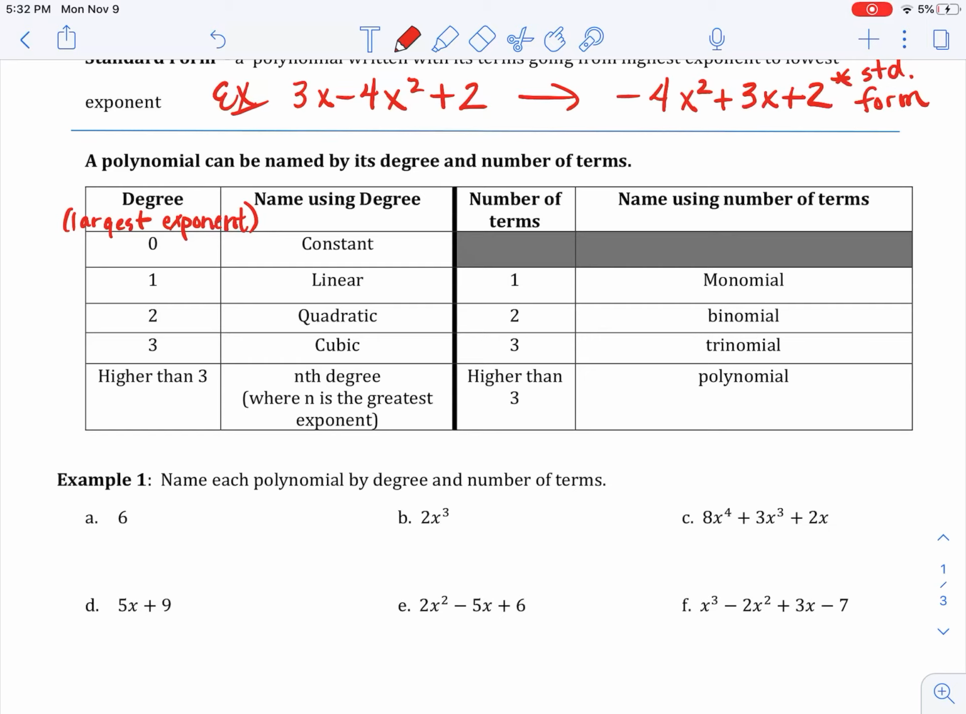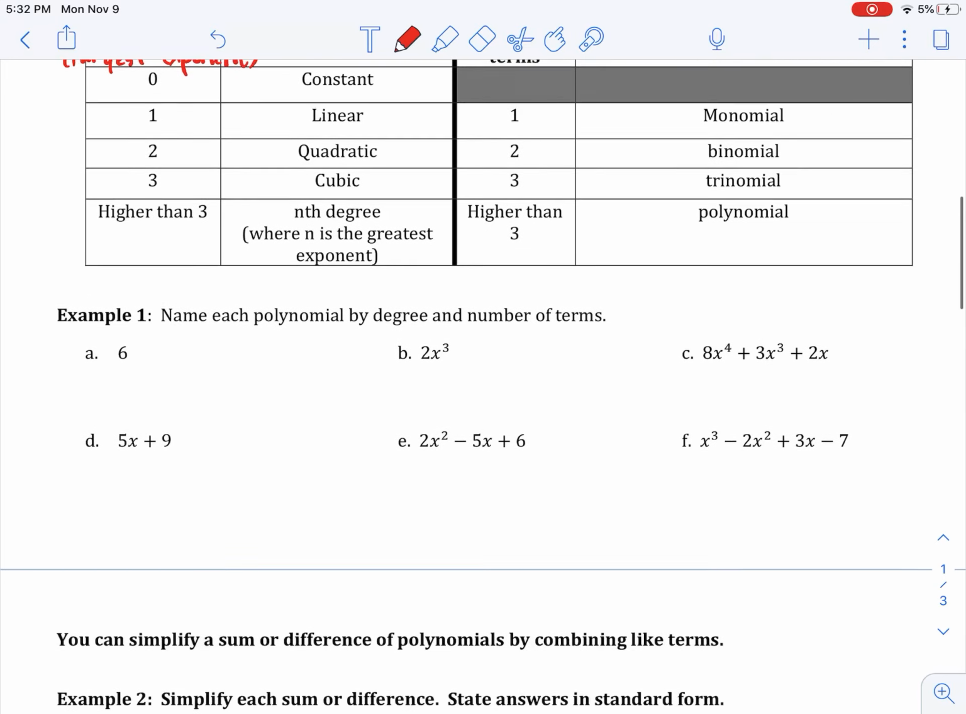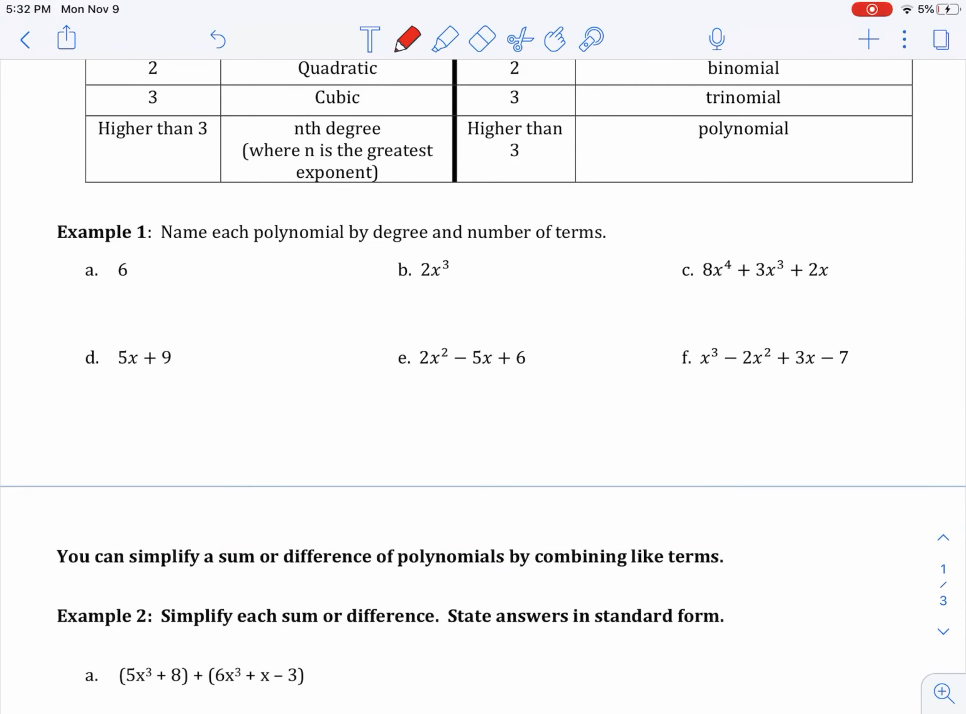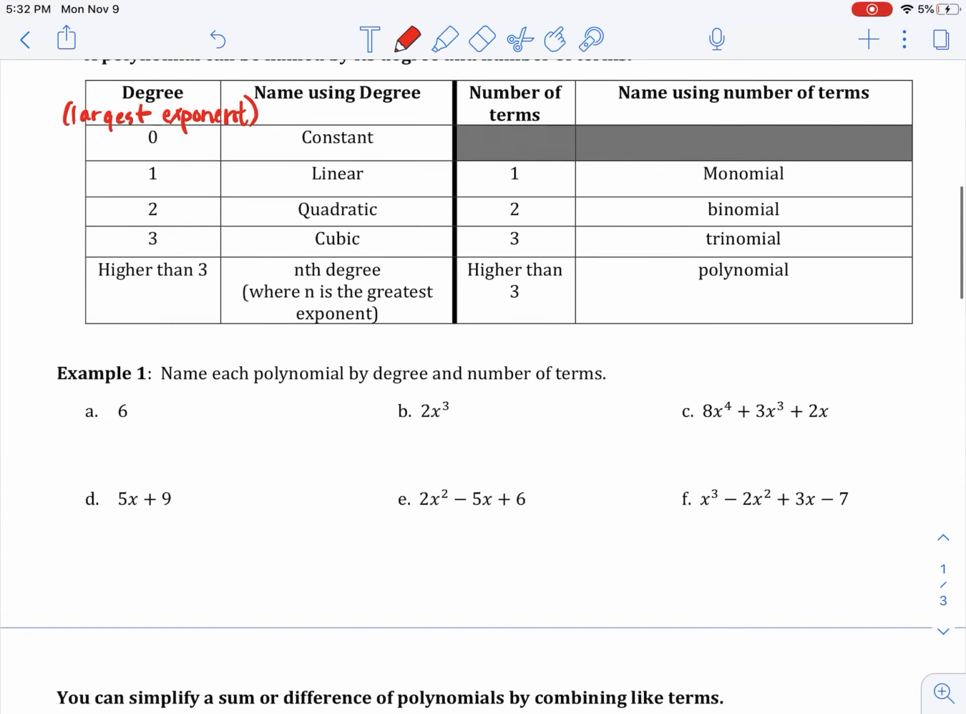Everything we're going to be talking about is considered a polynomial, but monomial, binomial, and trinomial are a little more specific. So we want to give it the most specific name possible. So in example 1, it says name each polynomial by degree and number of terms. So a minute ago I said a constant, which 6 is a constant because it has no variable on it, is actually considered a degree of 0.